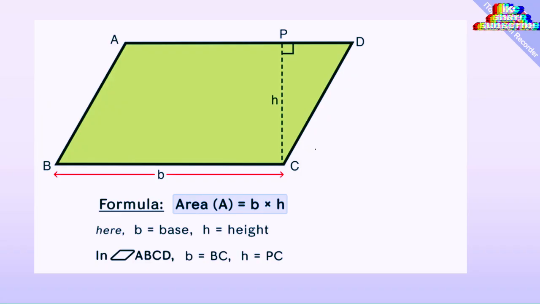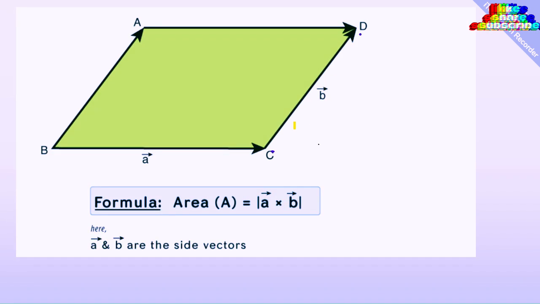Now we have to use vector methods to find the area, and we are given the adjacent sides in the form of vectors. So applying this, we have the formula vector A cross vector B. You can understand this by the following explanation. Draw the perpendicular from D to the base BC, let this height be H, and write the foot of the perpendicular as M.